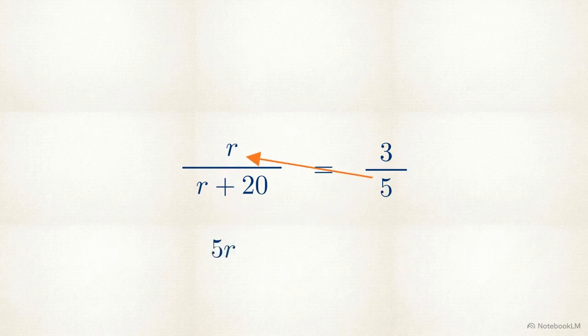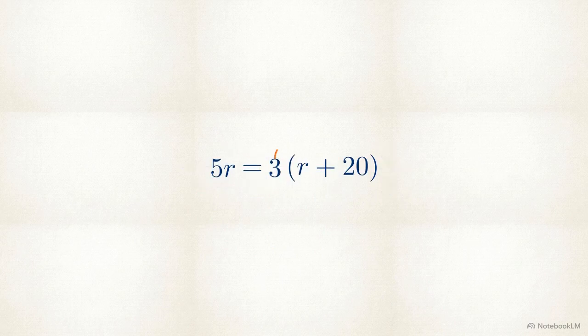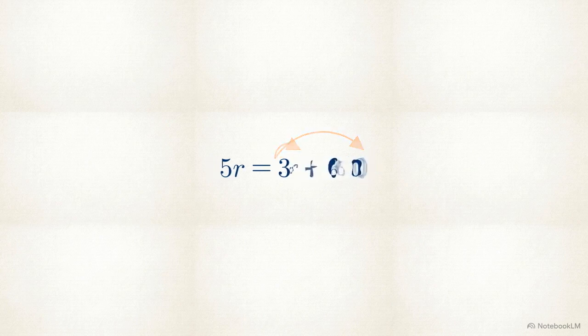The 5 on the bottom right multiplies the R on the top left, giving us 5R. And the 3 on the top right multiplies the entire expression on the bottom left, giving us 3 times the group R plus 20. Now we expand the bracket. A very common mistake here is multiplying the 3 by the R and forgetting the 20. The outside number must multiply every single term inside. 3 times R is 3R, and 3 times 20 is 60. We get 5R equals 3R plus 60.